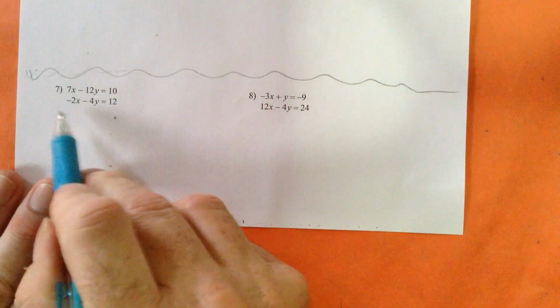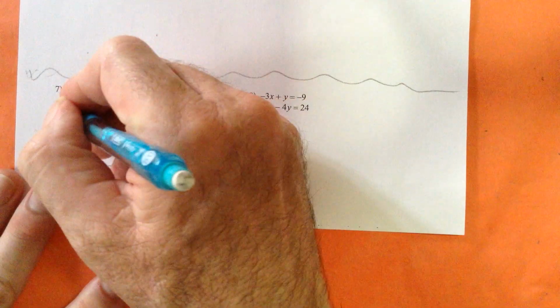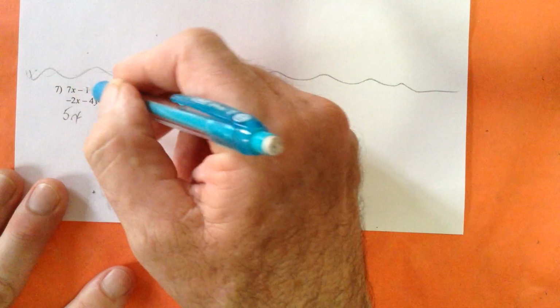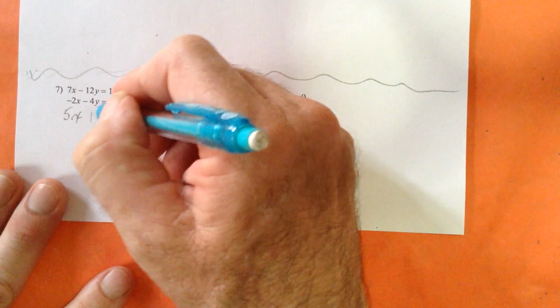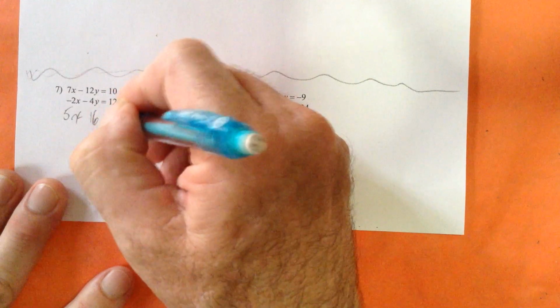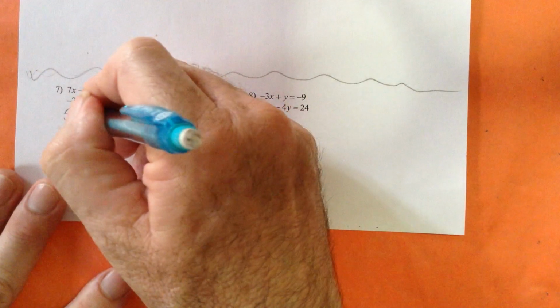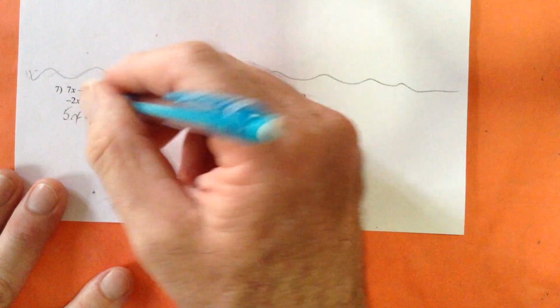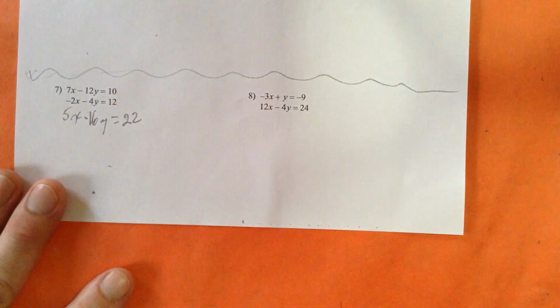What if it's not an obvious one? If you go here, 7x minus 2x, that's 5x. And then here, negative 12y minus 4y, that's 16y equals 22. So does it work on this one, the elimination? Well, no, but there's a way to set it up to make it work.